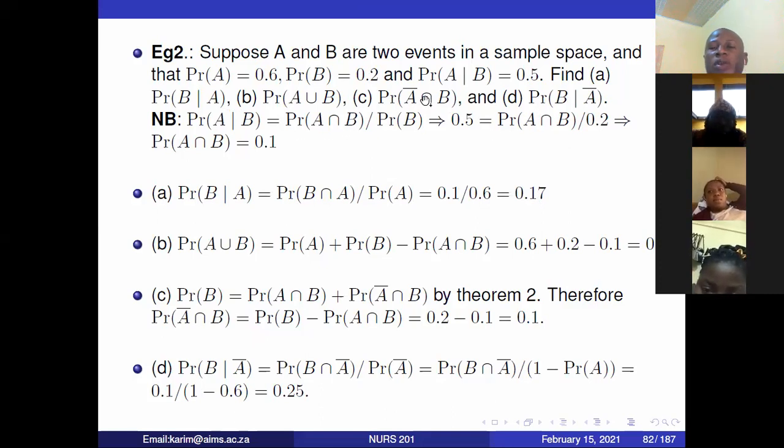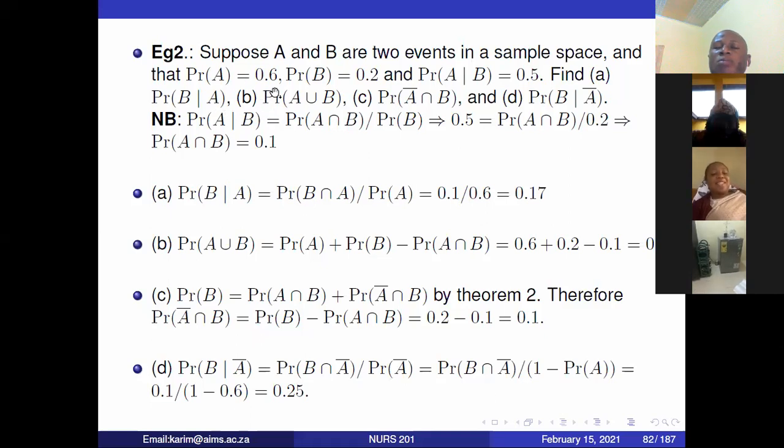Yes, sir. So suppose we have 2 events, A and B, and these 2 events belong to the sample space. We know that the probability of event A is 0.6, and the probability of event B is 0.2. The probability of event A occurring, given that event B has already occurred, is 0.5. Now, we want to find: A, the probability of event B occurring, given that event A has already occurred.